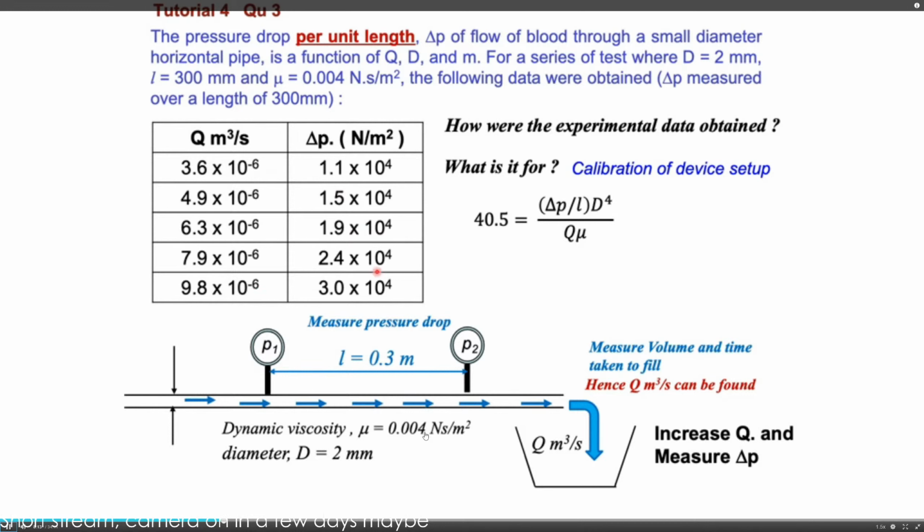From this calibration data, you have this term, 40.5, which is the dimensionless constant that we derived using the dimensional analysis approach. Now the aim is to predict the flow rate by simply measuring the pressure drop, P1 minus P2, placed at a certain distance, 0.3 meter apart. So with respect to this experimental setup, they all become fixed parameters.